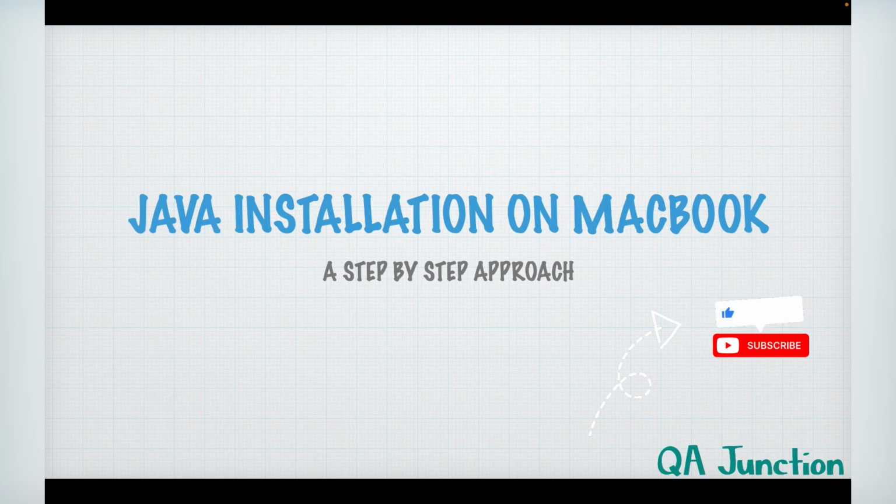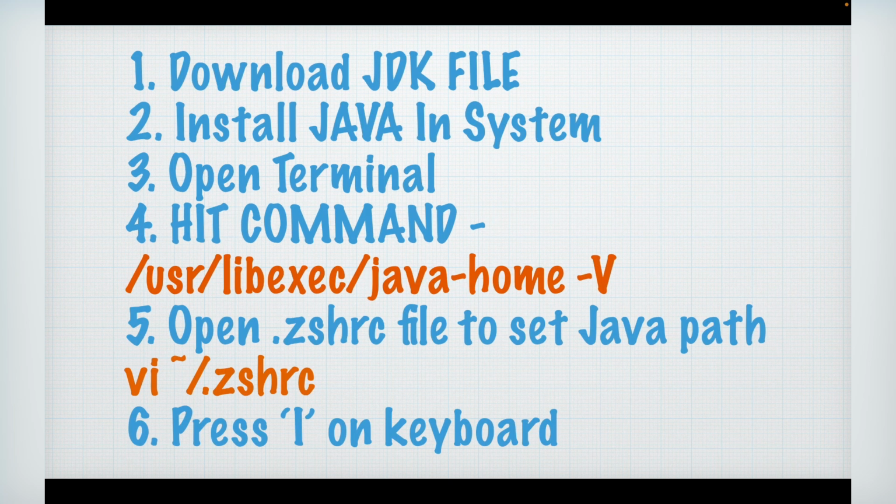In this video, we are going to learn the installation process of Java on MacBook. Installing Java in our system is pretty easy, but when it comes to setting up the system and environmental variables with Java path, it's kind of tricky. In this video, I have explained each and every step of installation and setting up the system environmental variables with Java path. Let's begin. Here are the steps which are mentioned in my slide.